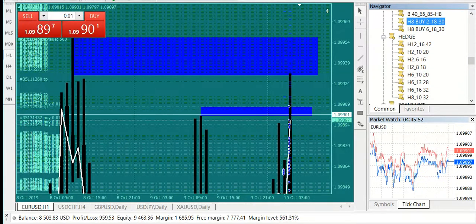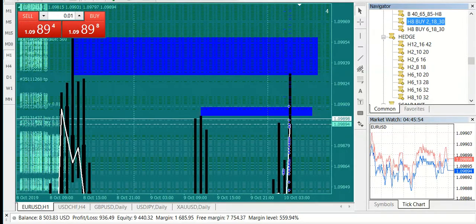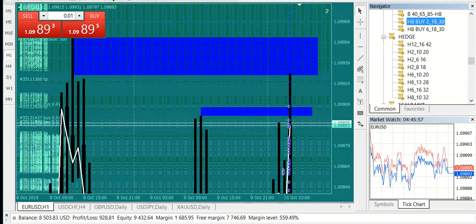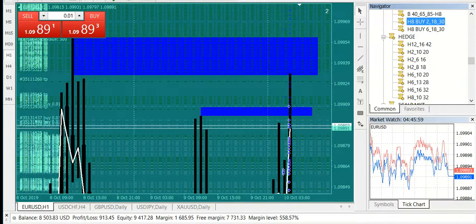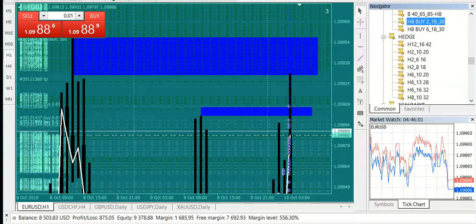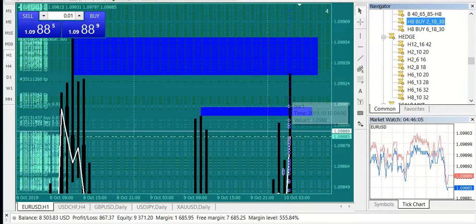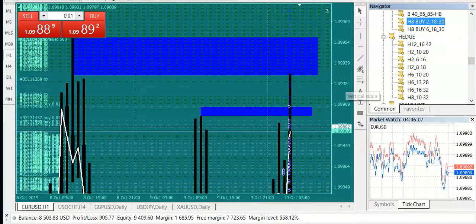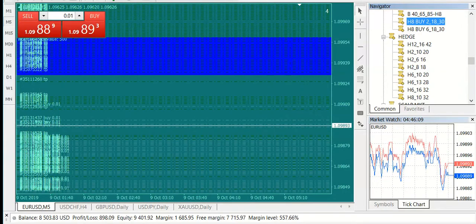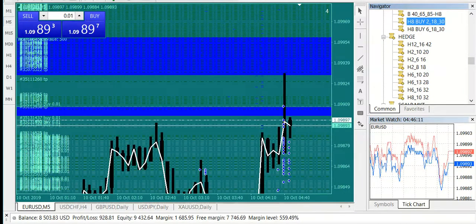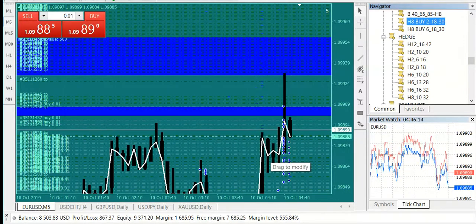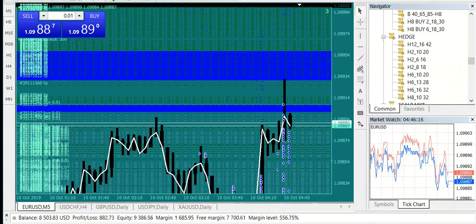I love this ticket. It's got an 18 pip stop. It's getting in 2 pips deep. Look at that. 8 hours. Look at them pull it back. Look at these bears making money off of that. Oof. Man, they cleaned up on that thing. Look at the 5 minute. Look at that. Oh, beautiful.